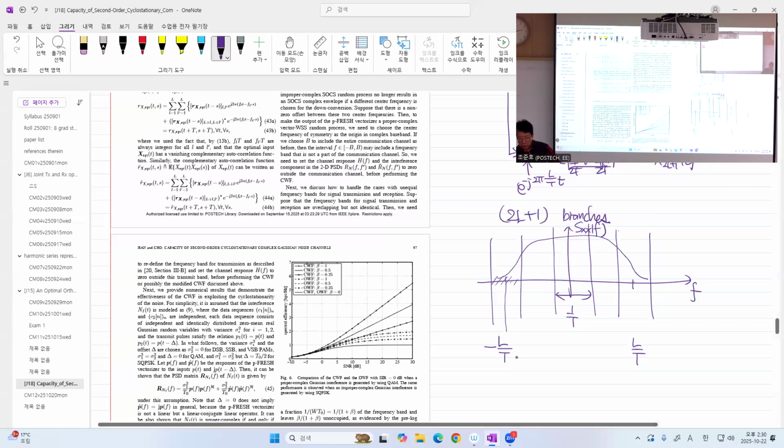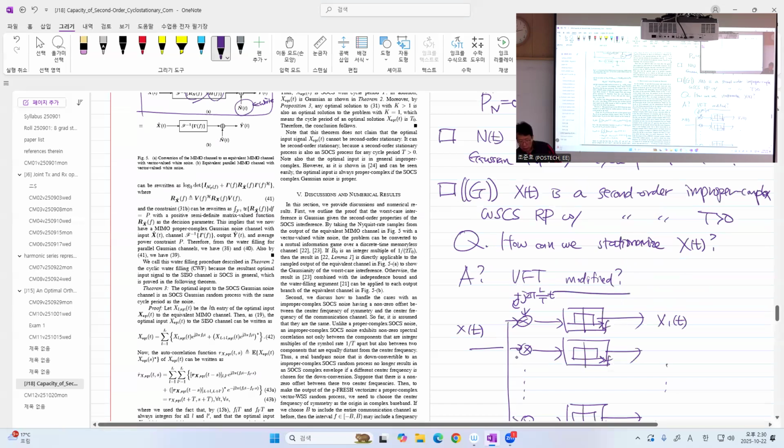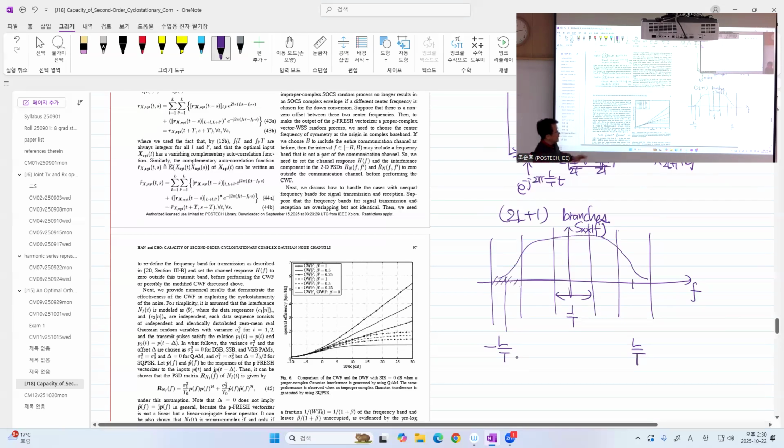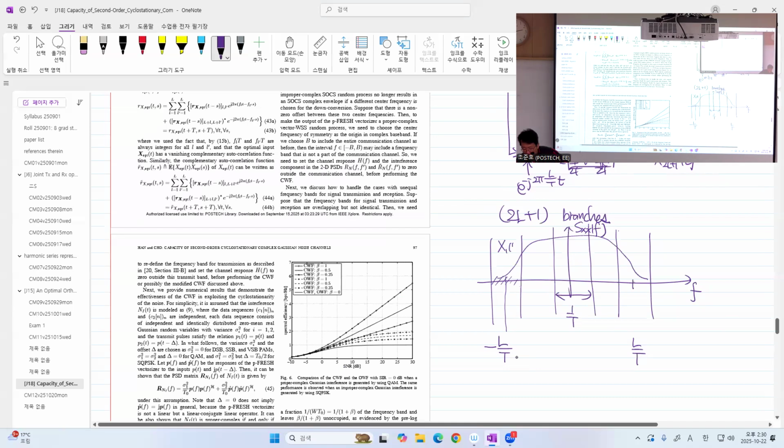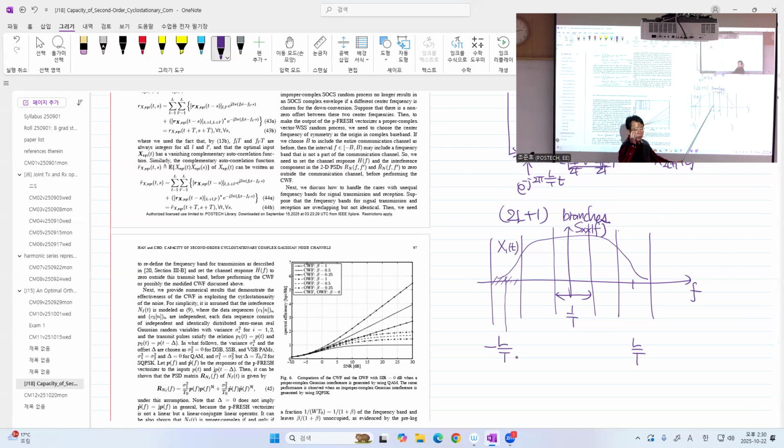So the first branch actually shifts this entire spectrum to the right side by capital L over T hertz and applies strict band limitedness. So this one is not precise, but this one shifted up to the baseband corresponds to x1, x of 1 of t.